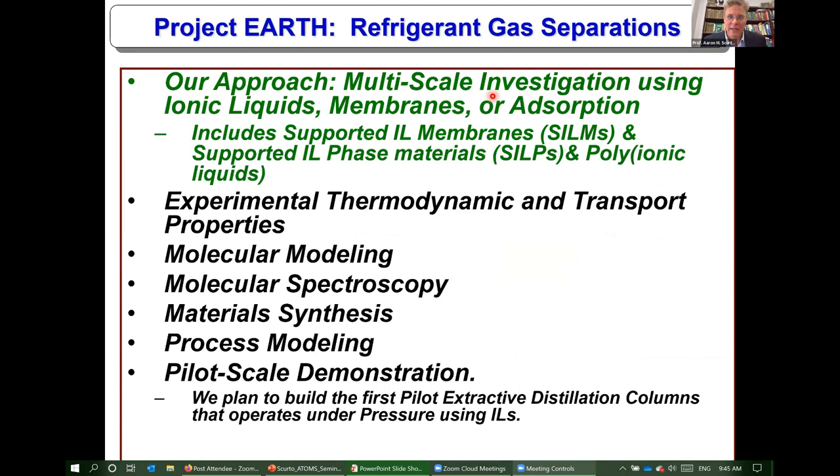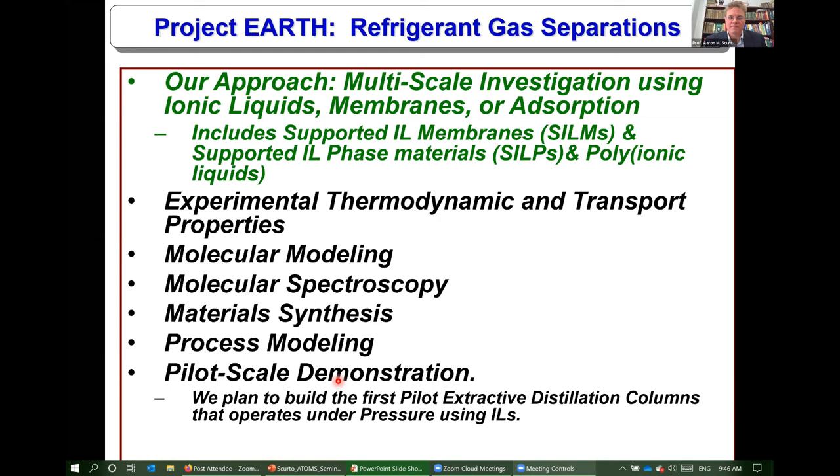And so we're looking at things from a multi-scale approach, looking at ionic liquids, membranes, and absorption, even including supported ionic liquid membranes and supported ionic liquid phase materials, or even polyionic liquids, et cetera. And we're going to be looking at things through experiments, obviously molecular modeling, spectroscopy, material synthesis, process modeling, and we're slated to build a pilot scale demonstration unit of an ionic liquid used to separate some of these refrigerant gases at elevated pressures. And so we're very excited. We really just started this project this fall, but we're hopeful to come up with some of these separations and especially a better understanding of ionic liquids themselves, of refrigerant gases themselves, and especially that combination of ionic liquids and refrigerants.